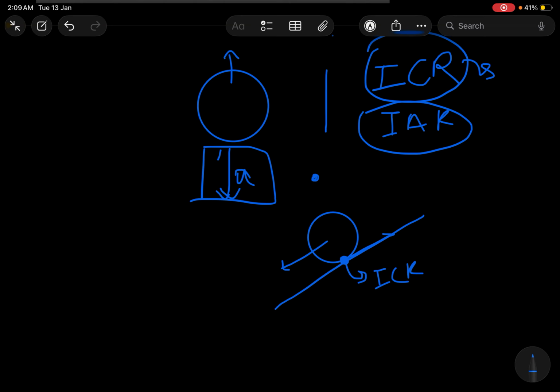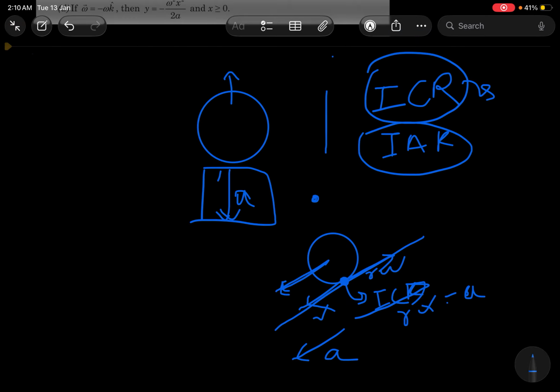How? Like it has over here r omega, and in this direction it has velocity v, right? So if the disk is going with v, so it has v over here, r omega over here, and also acceleration, it has r alpha, that is equal to a, down, like this. Okay, this is our plane rolling motion, or rolling on an inclined plane.